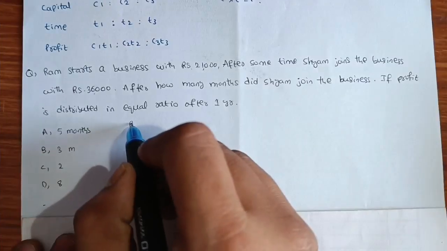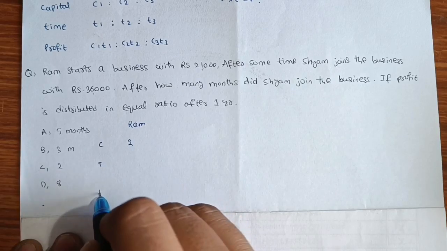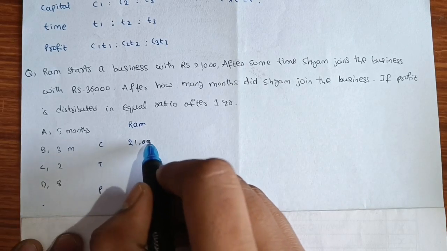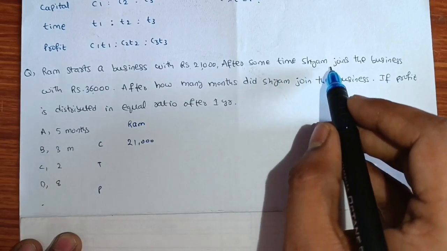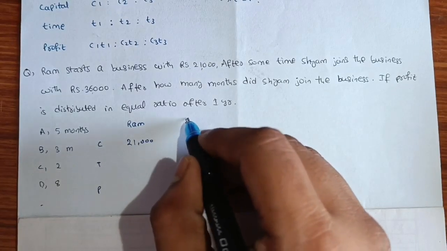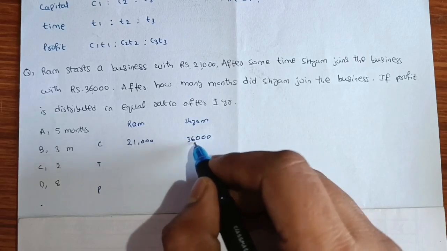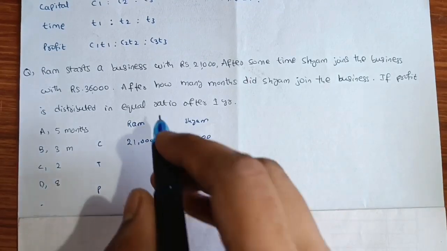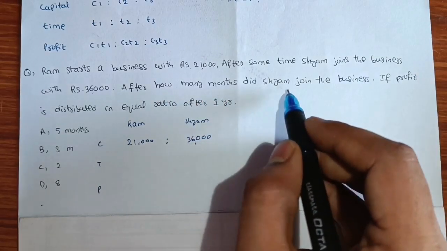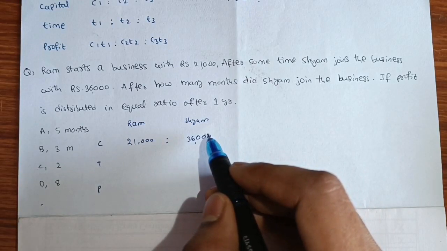Ramu started the business with the capital, time, and profit of 21,000. After some time, Sham joins the business with 36,000. So these are in ratio form. The question is: after how many months did Sham join the business? We need to find after how many months from the start of the business Sham joined.